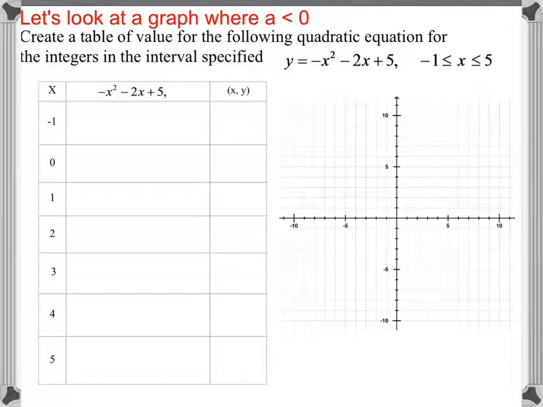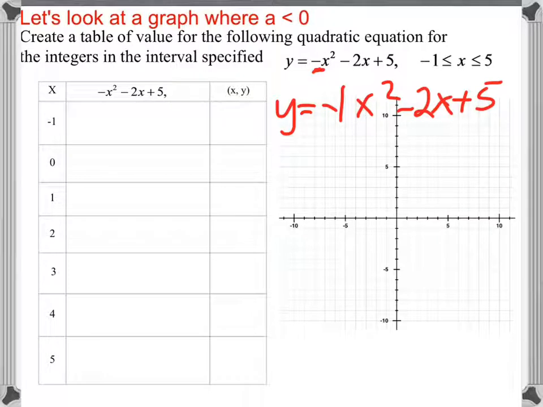Now, let's look at a table where the leading coefficient is not positive. So this equation right here, y is equal to, now remember that negative in front of the x squared is like -1x squared minus 2x plus 5. And I'm going to look at it for values of x ranging from -1 to 5 as integers. Okay, so let's start putting these values in.